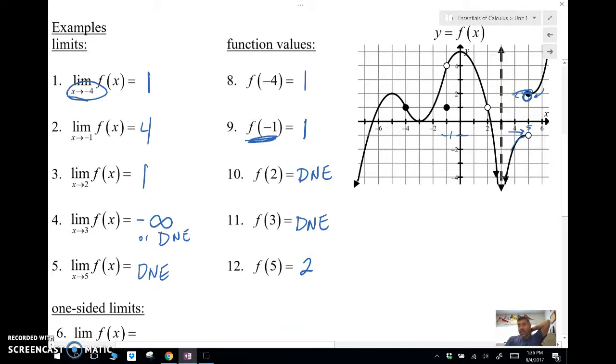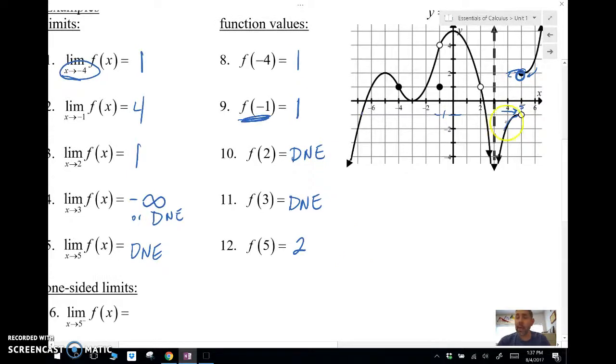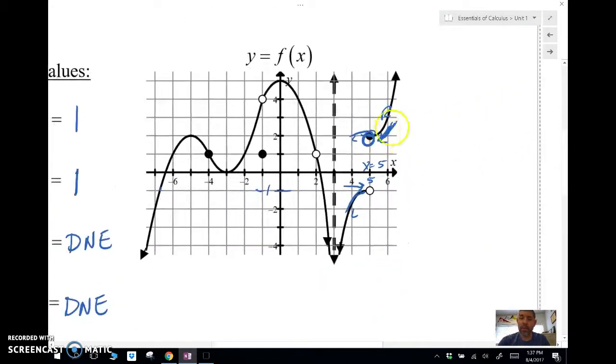Now, in the problem that I just did with the 5, I'm coming from two different directions. Here I'm approaching from the left side of the value of x equals 5. This is the left and this is the right. Let me zoom in here for you. Here I'm approaching from the right of x equals 5, and this is from the left of x equals 5. Those are actually called one-sided limits.